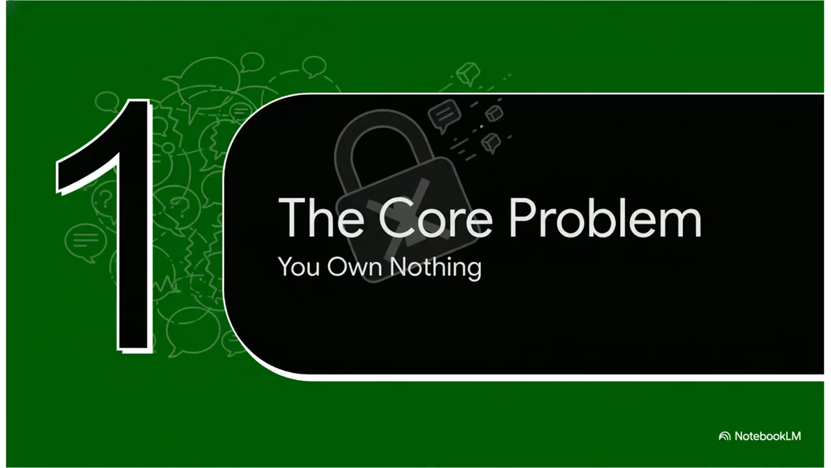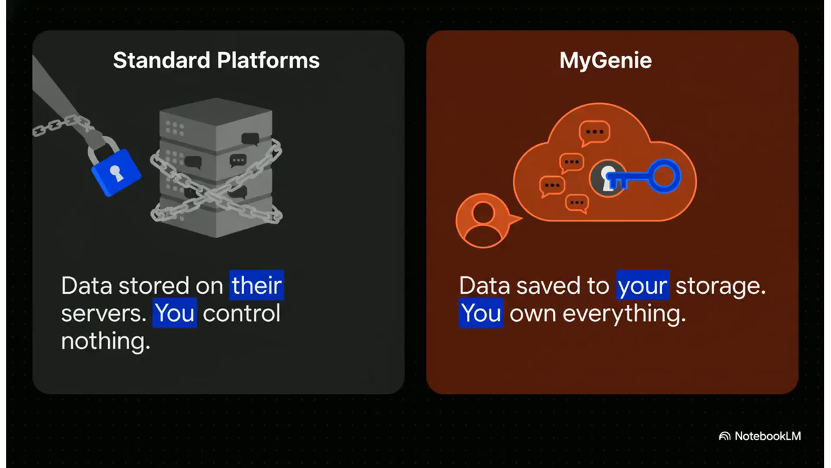But look, this isn't just about a messy interface. All that frustration? It's pointing to a much bigger problem. With the chatbots most of us are using, you're not just losing track of your conversations, you're actually losing ownership of them. And this slide just lays it out so clearly. Think about it. With standard chatbots, everything you create is stored on their servers. They can deny you access whenever they want. You literally control nothing. But with MyGenie, it's the complete opposite. Your data is saved to your private storage. You have total control. You own everything.